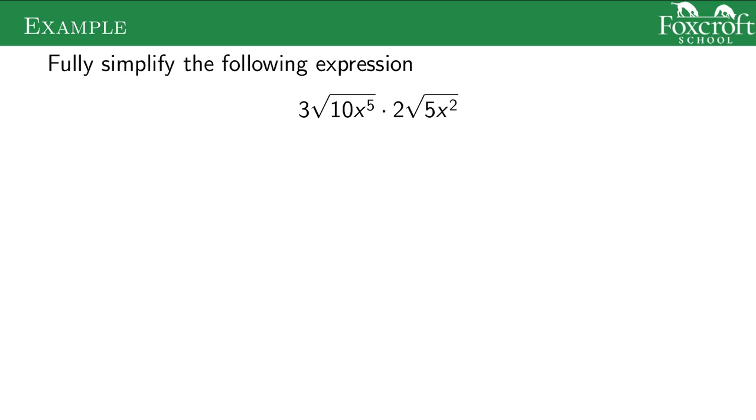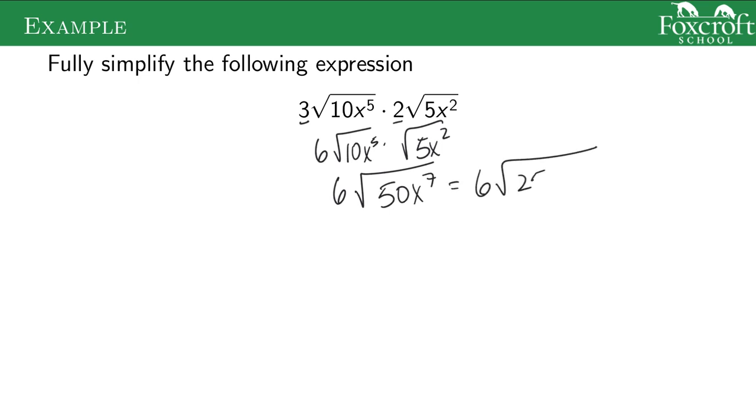There are a bunch of different ways you can do this problem, but the way I would do it is to multiply the numbers on the outside. So we have 6 square root of 10x to the 5th times square root of 5x squared. Now we can do what we did in the last problem, combining the square roots into a single square root by multiplying the things on the inside. And then for 50, we're trying to see if it's divisible by any perfect squares, and it is. 50 is 25 times 2, and the square root of 25 is 5.